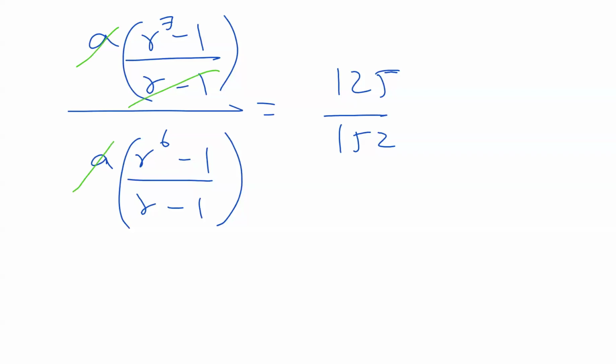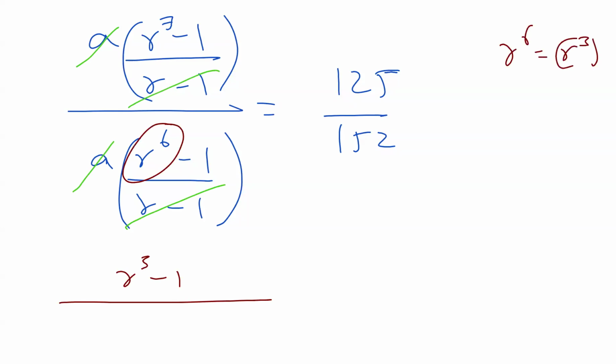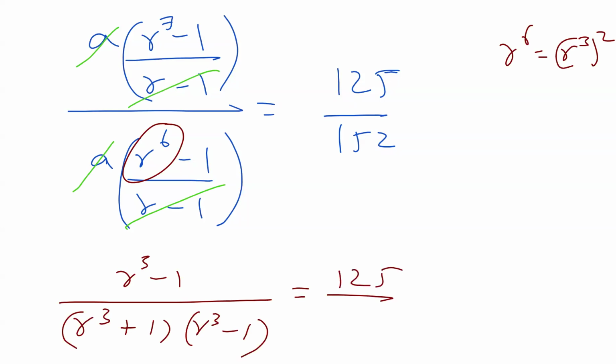A gone, R minus 1 gone, R cube minus 1. Now R raised to 6 is R cube the whole square. So this can be written as R cube plus 1 into R cube minus 1, equal to 125 upon 152. Guys, did you understand this R raised to 6 minus 1? Yes or no?